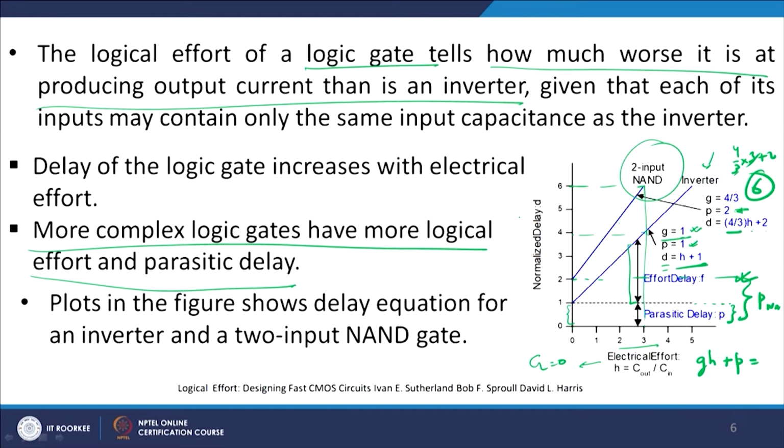Now, if it would have been more complex, let me say a 2 input XOR gate, then the graph will change drastically in this case as compared to an inverter, right. Let me come to the next slide and let us see how a logical effort works out.